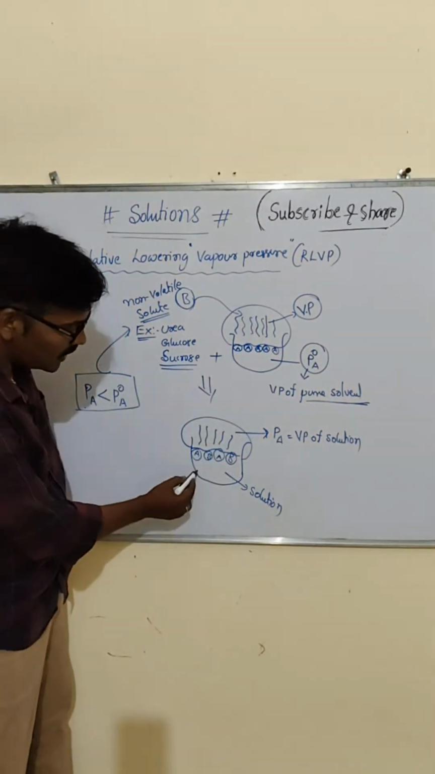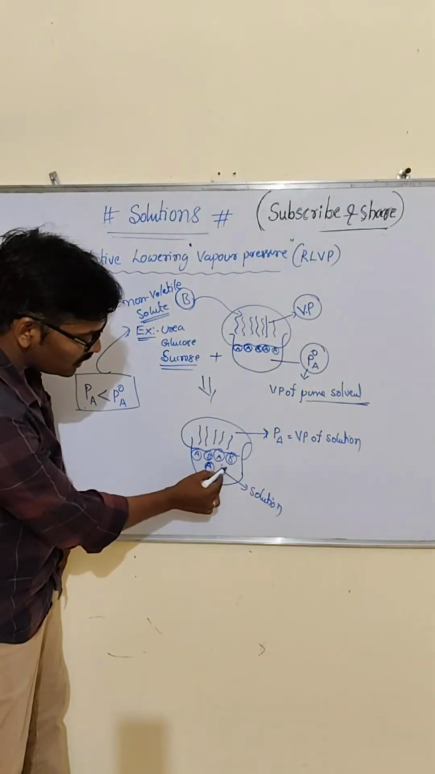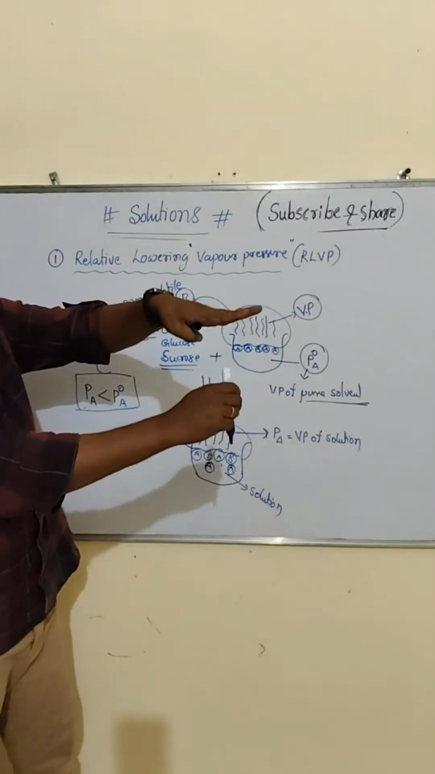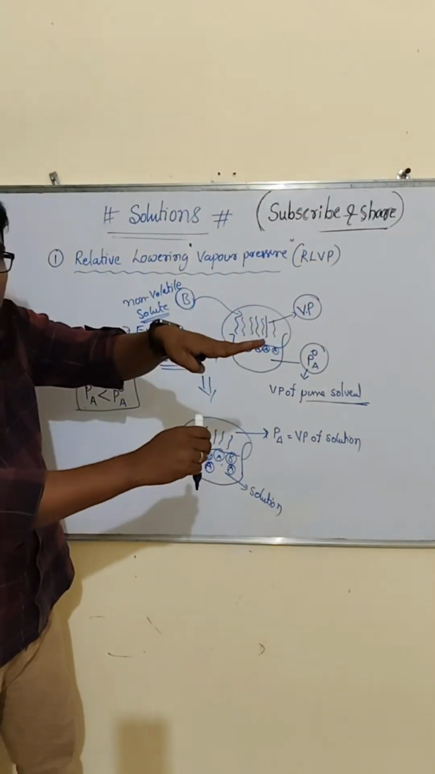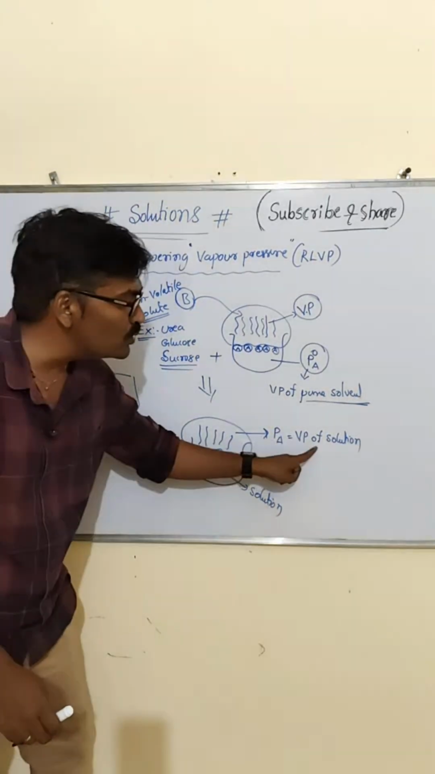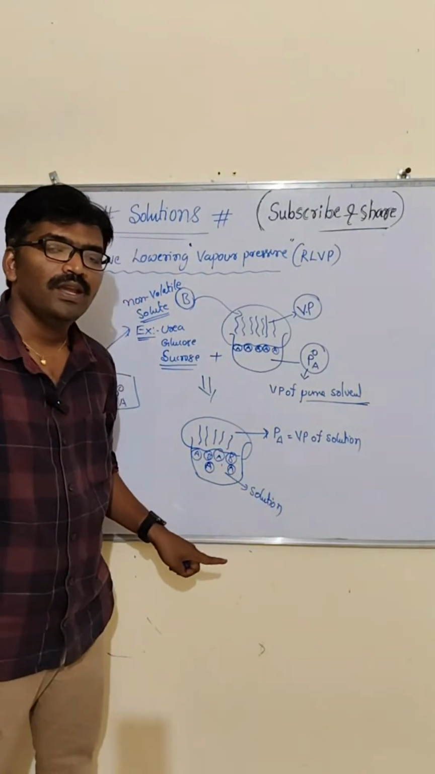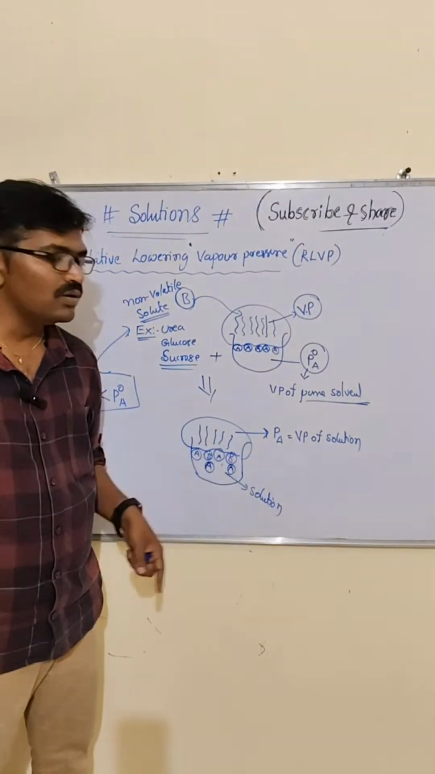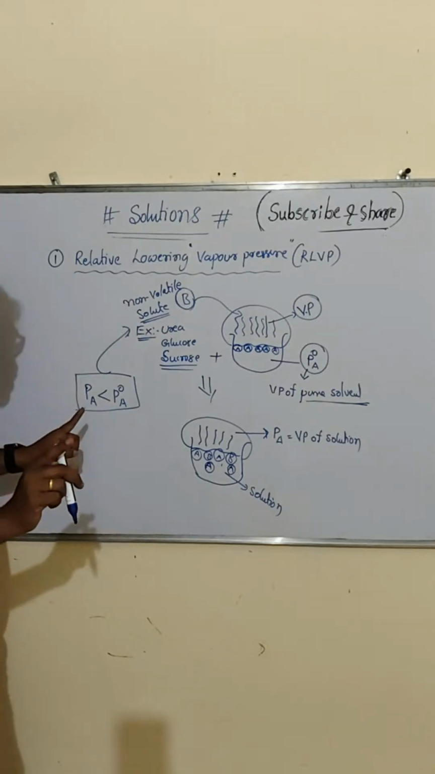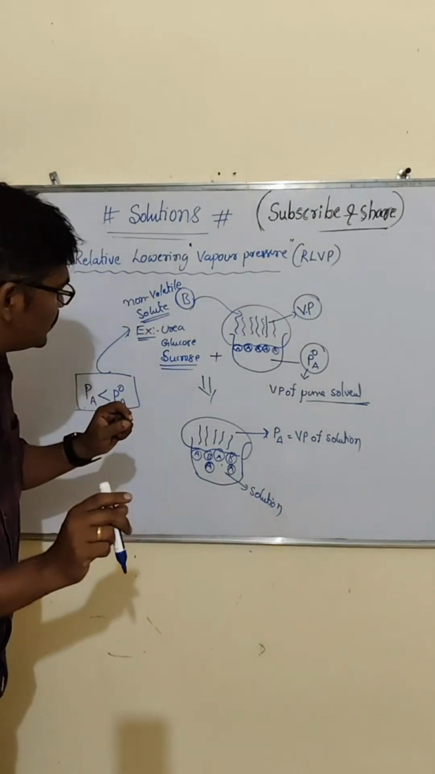So when the solute component is under the surface, it can oppose the vaporization. That is the reason the vapor pressure of the solution decreases. So that is what we call lowering of vapor pressure.